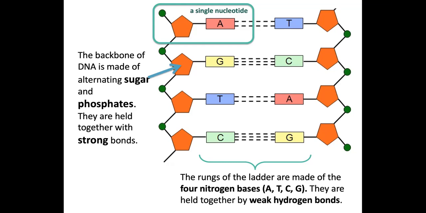These bases are held together by what are known as hydrogen bonds. Okay, we saw this in our vocab this week. Hydrogen bonds are very weak, and the reason that they are weak is so that they can be easily broken in order for DNA to replicate.